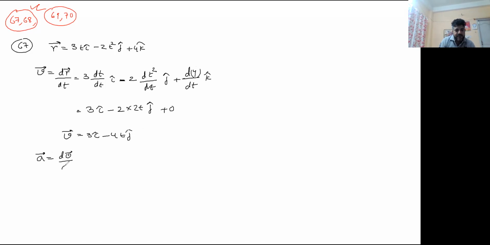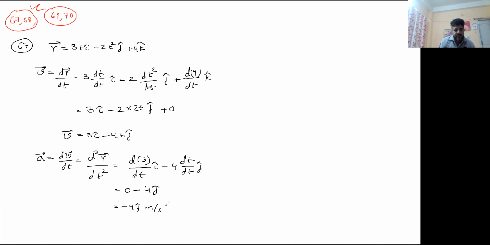Now the acceleration. How do you find out the acceleration? Differentiation of velocity with respect to time, or double differentiation of position with respect to time. That is d3 by dt i minus 4 dt by dt j. So what you have, 0 minus 4j, that is minus 4j meter per second square. So you have velocity, you have acceleration.